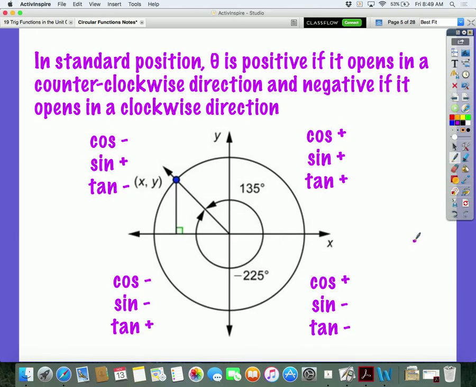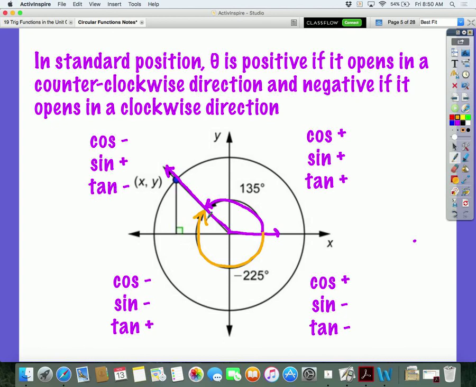In standard position, the initial side is on your x-axis, and your terminal side is the side that moves; the initial side does not move. So in standard position, theta is positive if it opens in a counterclockwise direction and negative if it opens in a clockwise direction. As you see in the diagram here, the initial side is your x-axis, okay? As the angle rotates in a counterclockwise direction to meet your terminal side, it forms a positive 135-degree angle. And if it goes in a clockwise direction from your initial side to your terminal side, that creates a negative angle. In this case, negative 225 degrees.